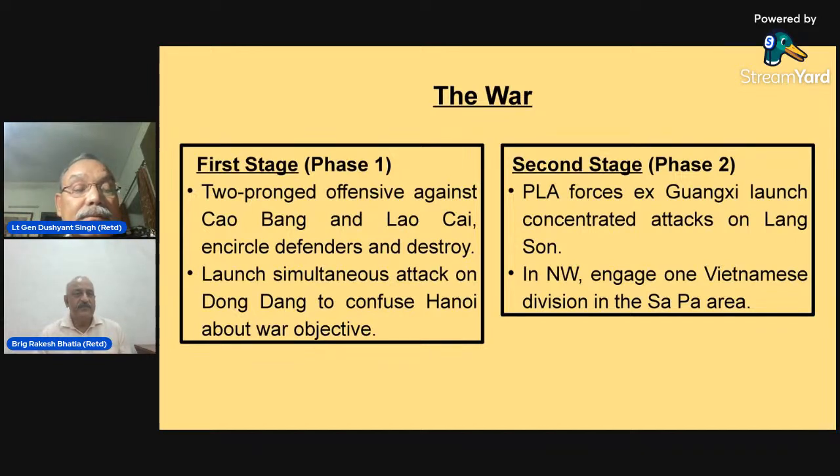Two stages. First stage, that is phase one, a two-pronged offensive, Cao Bang and Lao Cai were addressed. As I said, encircle defenders and destroy, and simultaneously attack Dong Dang to confuse Hanoi about the war objective. And the second phase was exclusively the Guangzhou military region, in that from Guangxi, which was the assembly area, Long Son was addressed, and in the northwest, one Vietnamese division at Sapa was also addressed at the same time.